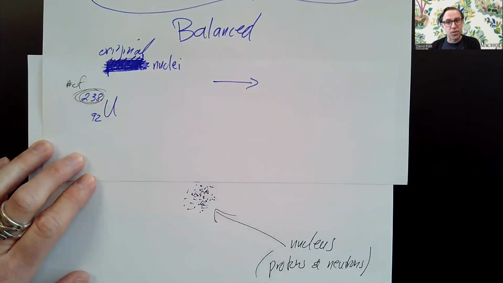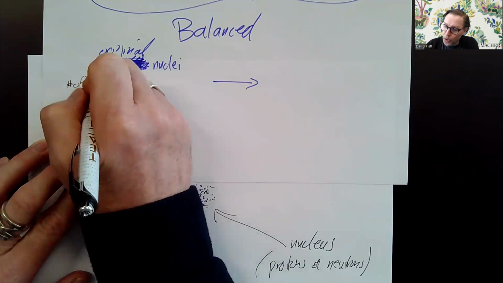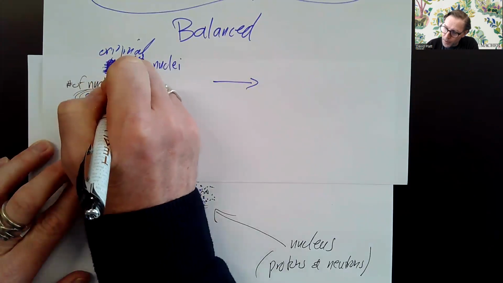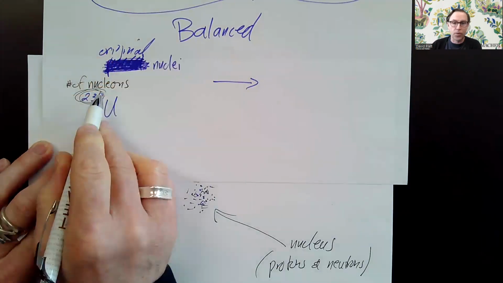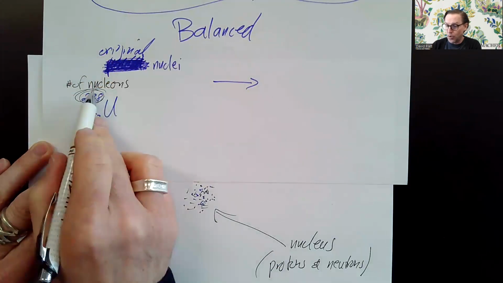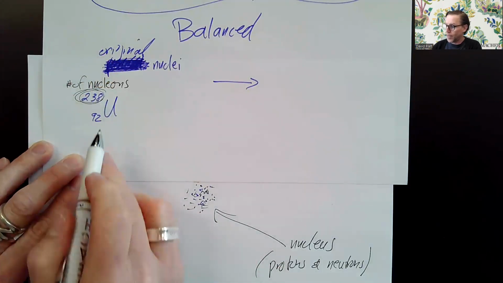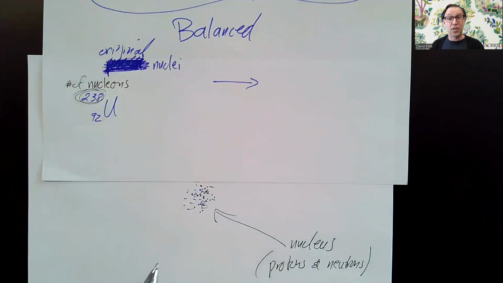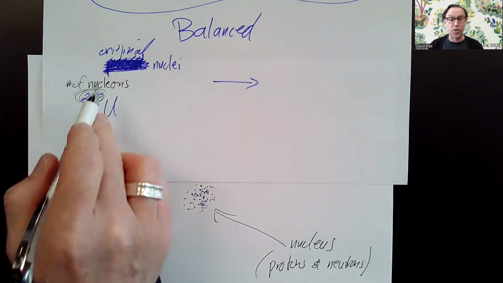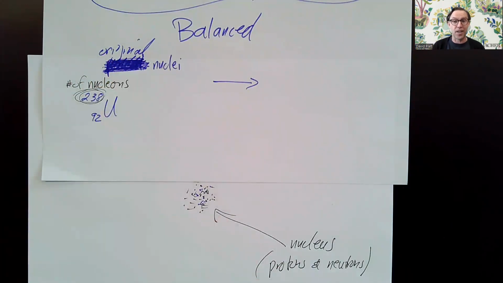And protons and neutrons are called nucleons. Not "neu" nucleons, but "nu" nucleons, having to do with the nucleus. Protons live in the nucleus. Therefore, protons are called nucleons. Neutrons live in the nucleus. Therefore, neutrons are nucleons. There are two kinds of nucleons, protons and neutrons.